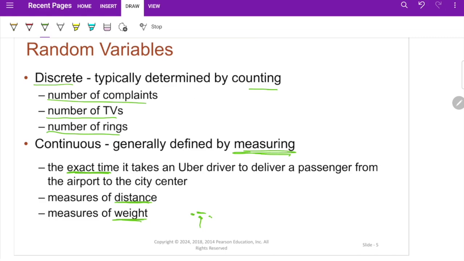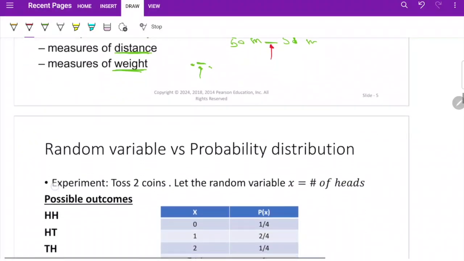If I, for example, said number of complaints, 500, how many numbers you can find between 5 and 100 is countable. But if I tell you that the distance between two cities is, for example, 50 miles or 51 miles, how many values can we find between 50 and 51? Uncountable numbers. There are so many numbers between them. That's why they are continuous.